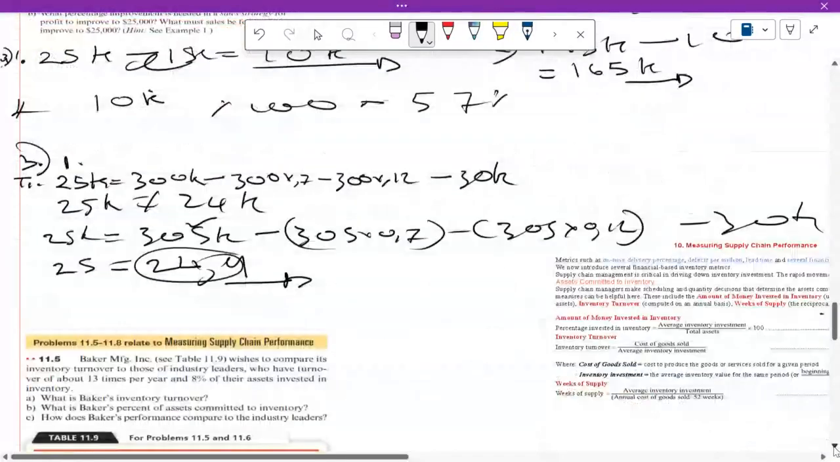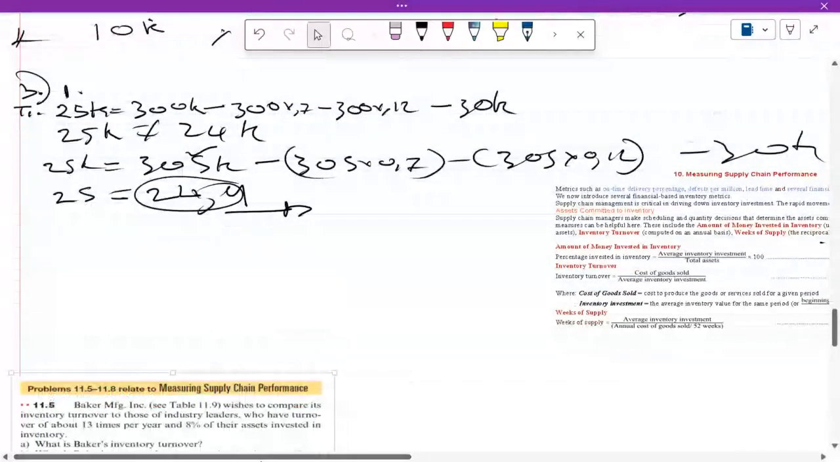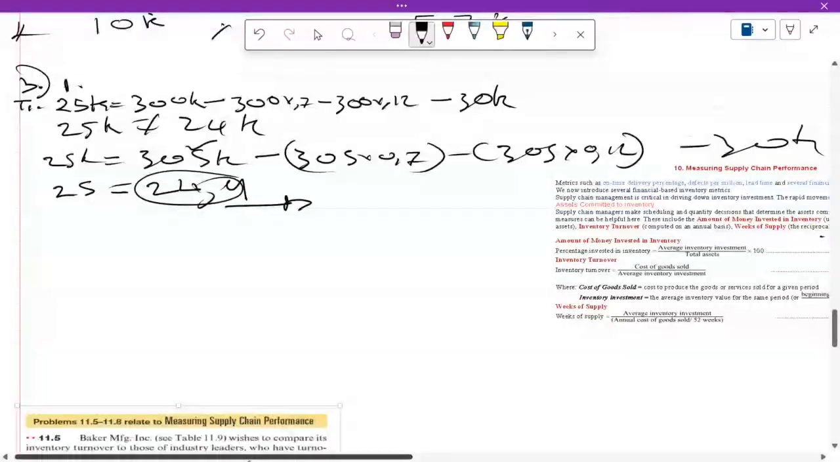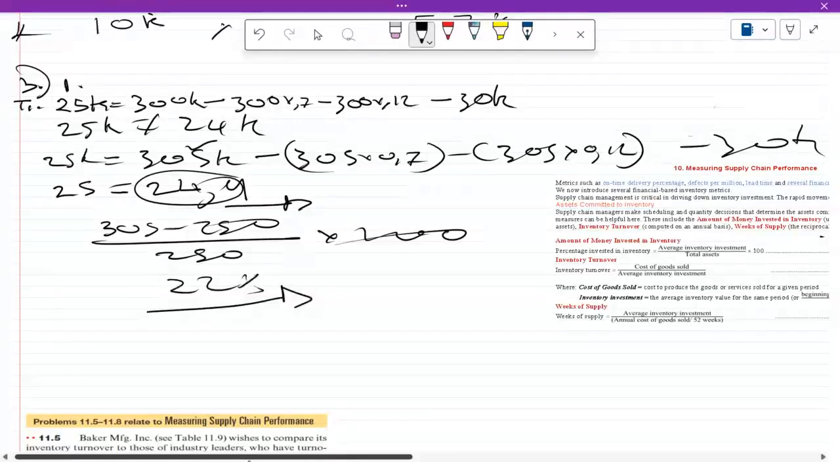Yeah, this guy must go down. Percentage improvement is going to be 305 minus 250, divided by 250, multiplied by 100. So 305 minus 250 over 250 equals 0.22 times 100, which says 22% to me, a 22% increase.